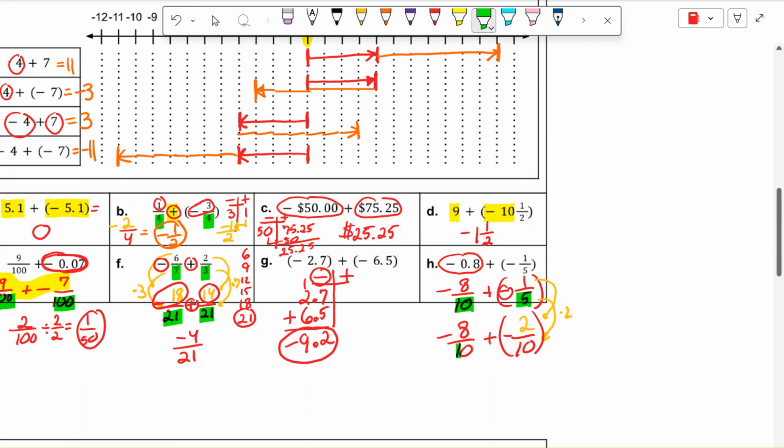Now our denominators match, and now we can add them. All right, so what is negative 8 plus negative 2? Well, negatives plus negatives gives us more negatives. Negative 8 and negative 2 gives us a total of 10 negatives over 10. Now this can be simplified. 10 divided by 10 is 1, and that negative comes over for the ride. It's negative 1.